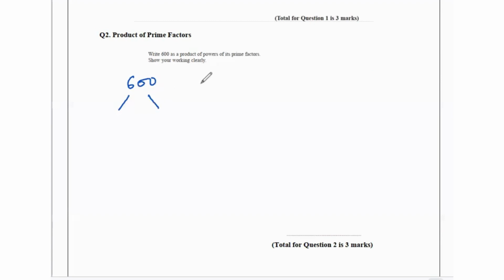600 can be split into two factors. You can pick any factor. I always advise students to go for bigger numbers so that it makes your calculation easier. So we can say 600 is 30 times 20. Now 30 can be split into 3 times 10 and 20 can be split into 4 times 5.